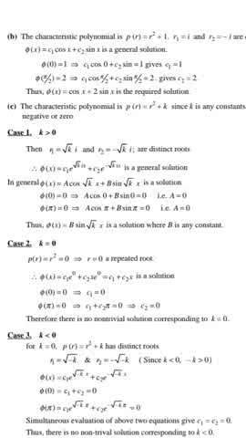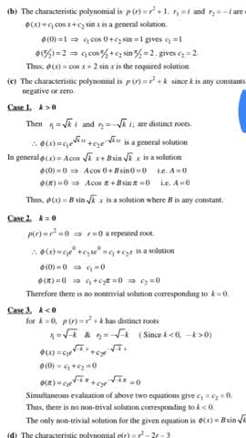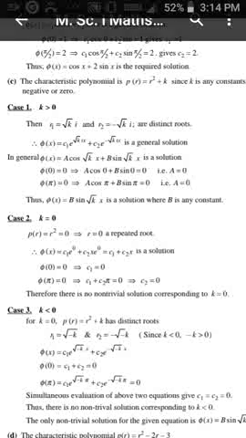Phi of 0 is equal to 1, c1 cos 0 plus c2 sin 0 is equal to 1 gives c1 is equal to 1. Phi of pi by 2 is equal to 2, c1 cos of pi by 2 plus c2 sin of pi by 2 is equal to 2 gives c2 is equal to 2. Thus phi of x is equal to cos x plus 2 sin x is the required solution.